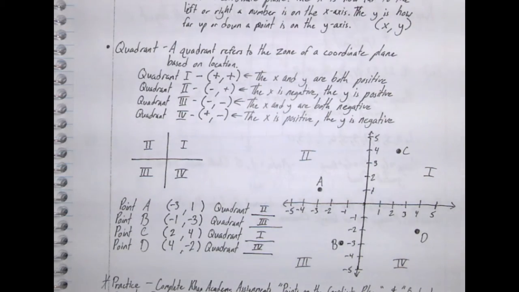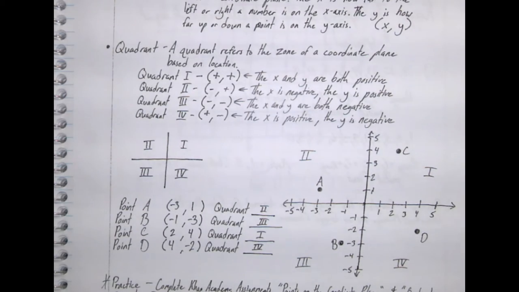Coordinate planes. Now, coordinate planes, most of you guys know as the battleship grids. But the points on those planes are called ordered pairs. So a set of two numbers indicating where a point is on a coordinate plane is an ordered pair. The x is how far left or right we go on the x-axis. The y is how far up or down we go on the y-axis.